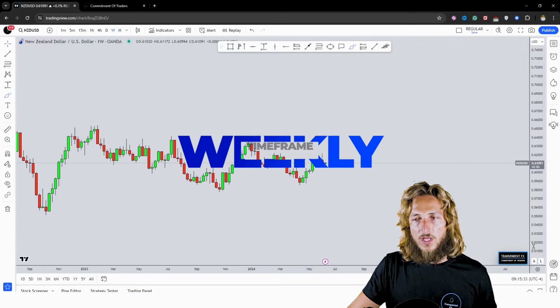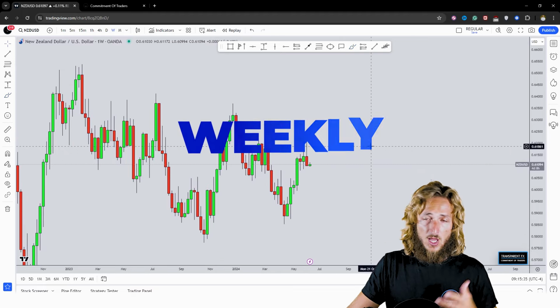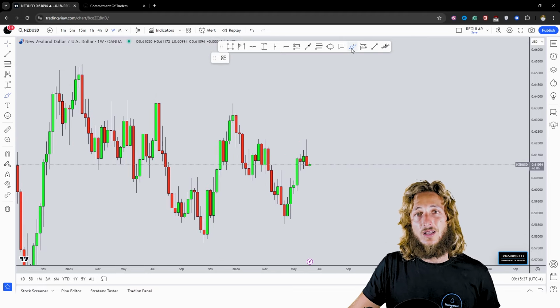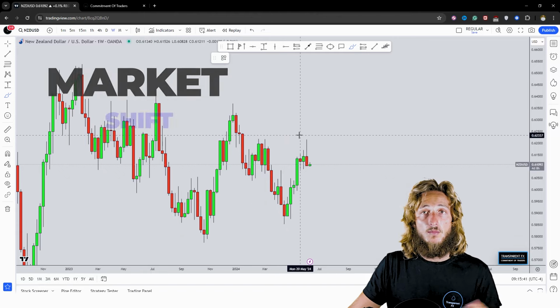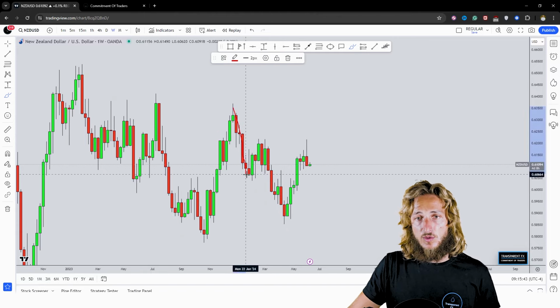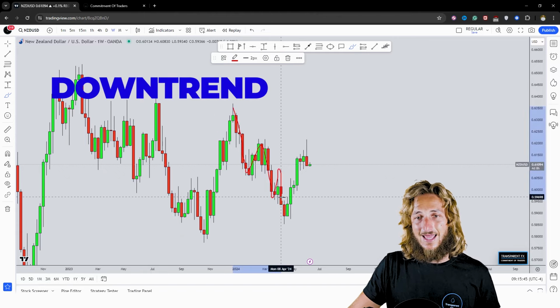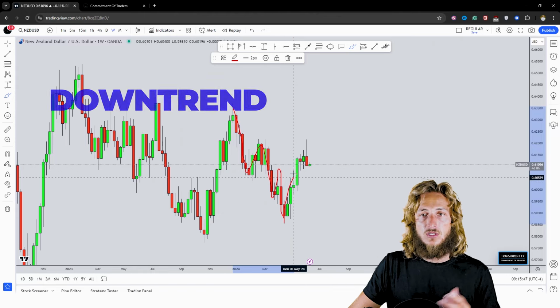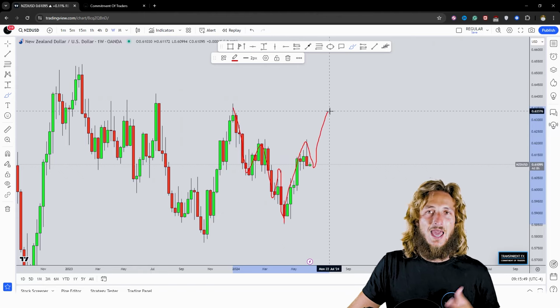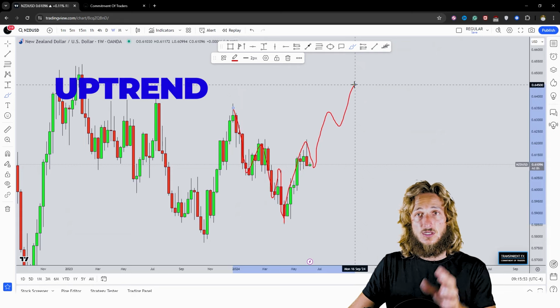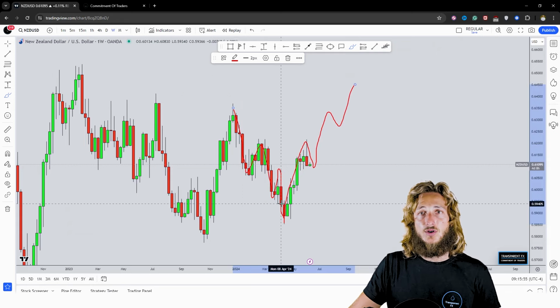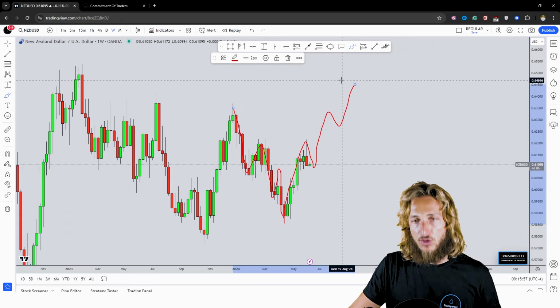Let's drop down on the weekly time frame and see what we have. Well, from a weekly perspective, the market has just shifted structure from a bearish market to now a bullish market. In fact, here we were seeing the creation of lower lows and lower highs. Now we're seeing the creation of higher highs and potentially higher lows. So clearly the weekly has just shifted from a bearish trend to now a bullish trend.